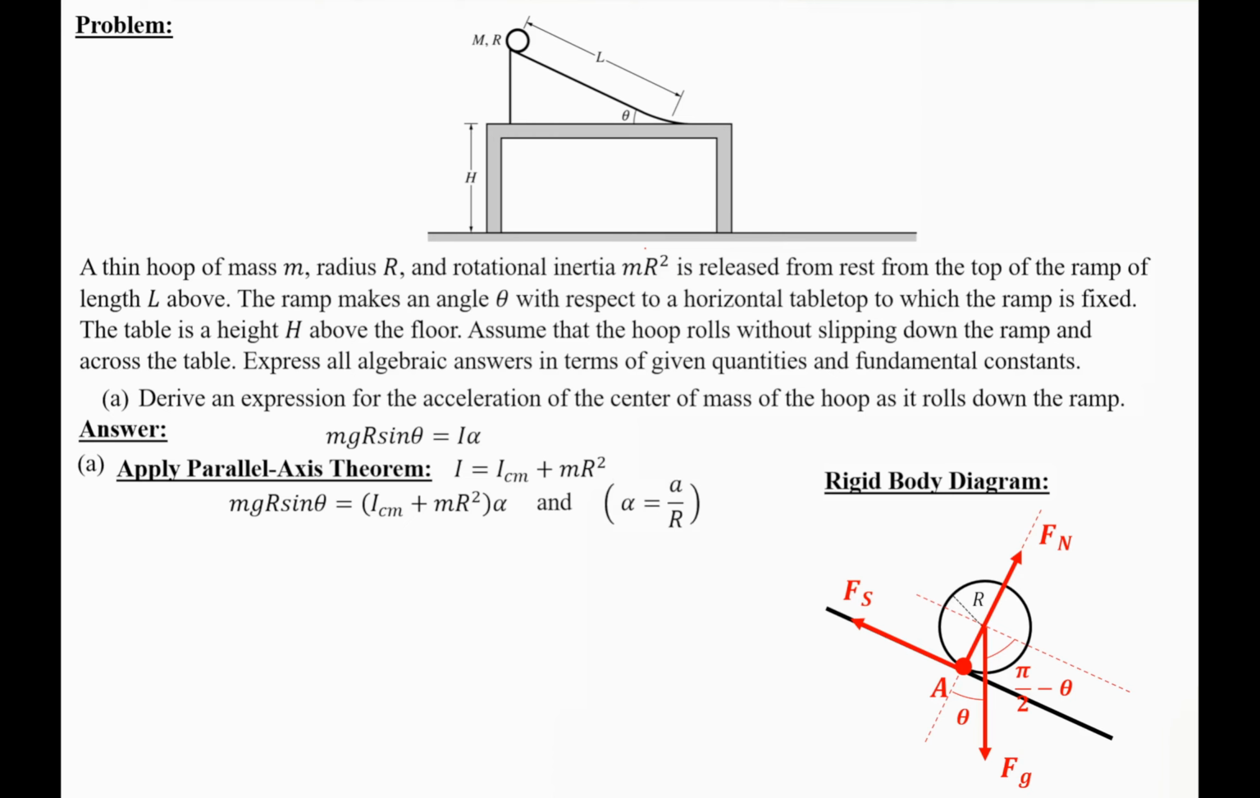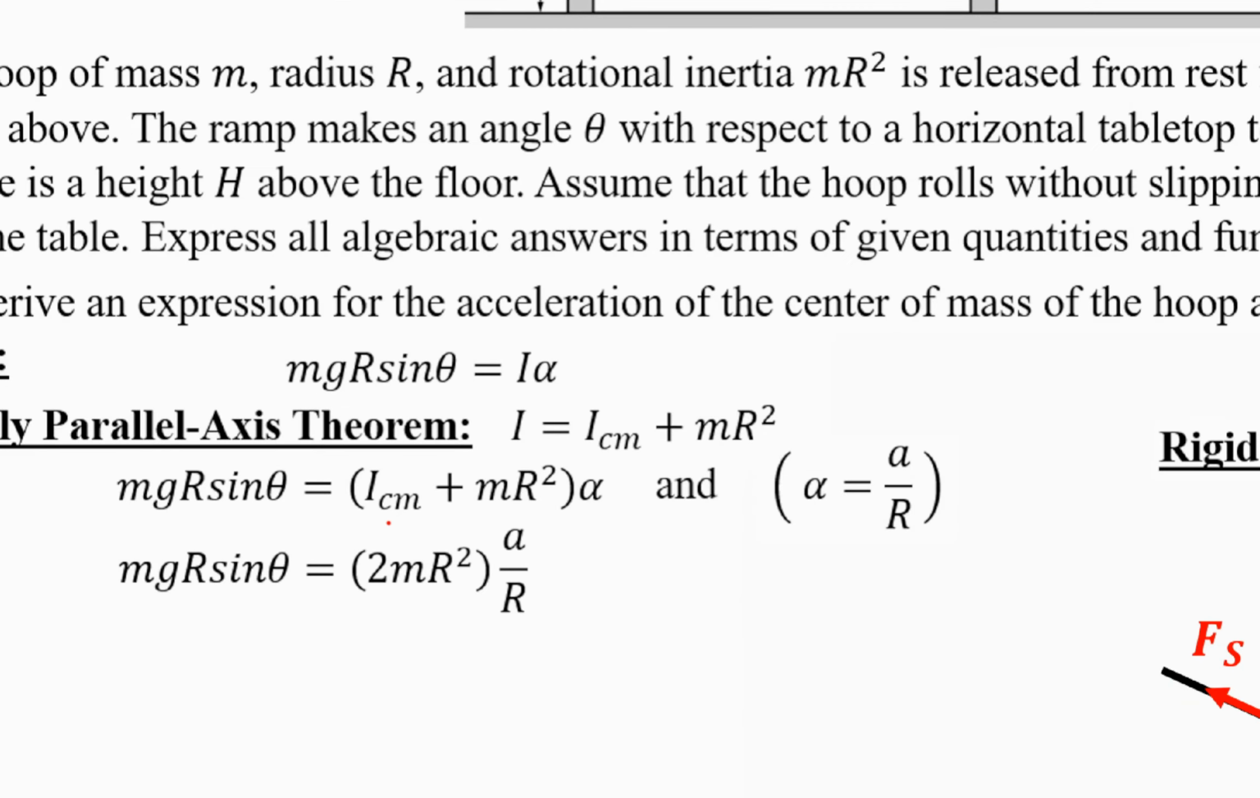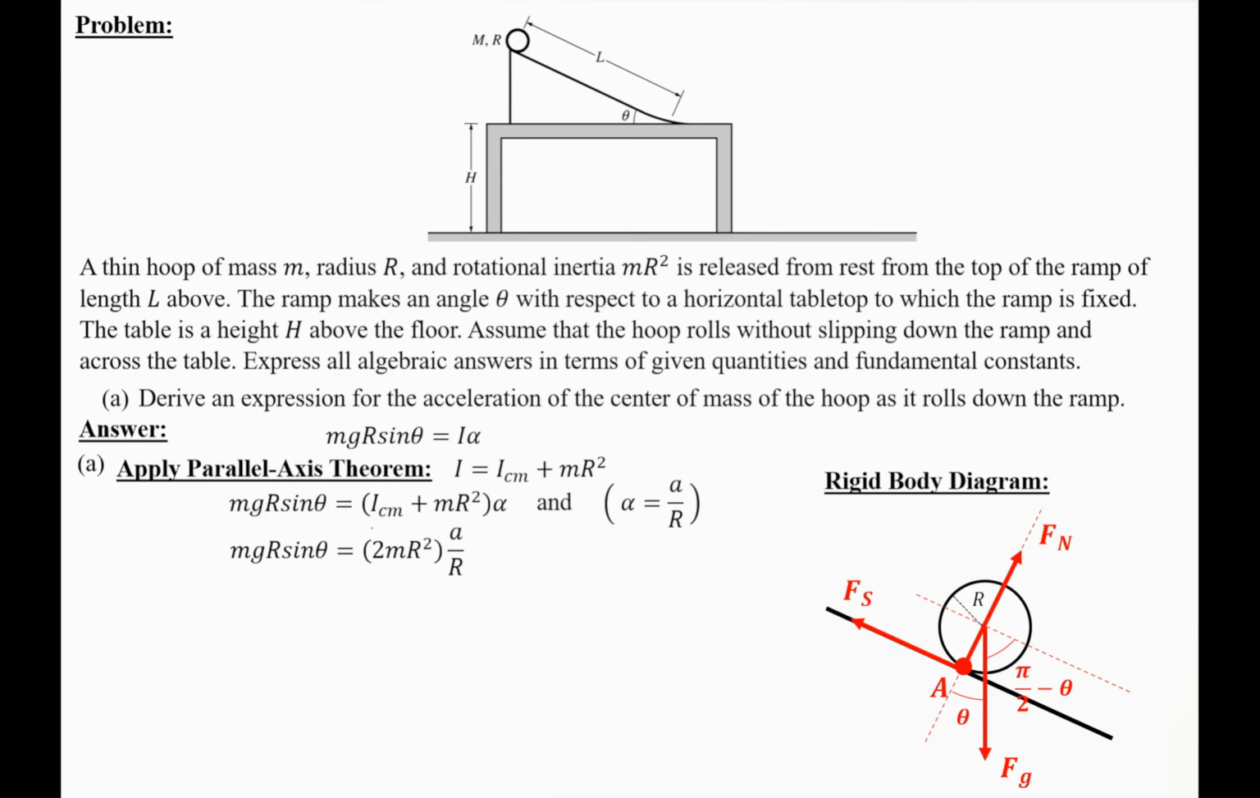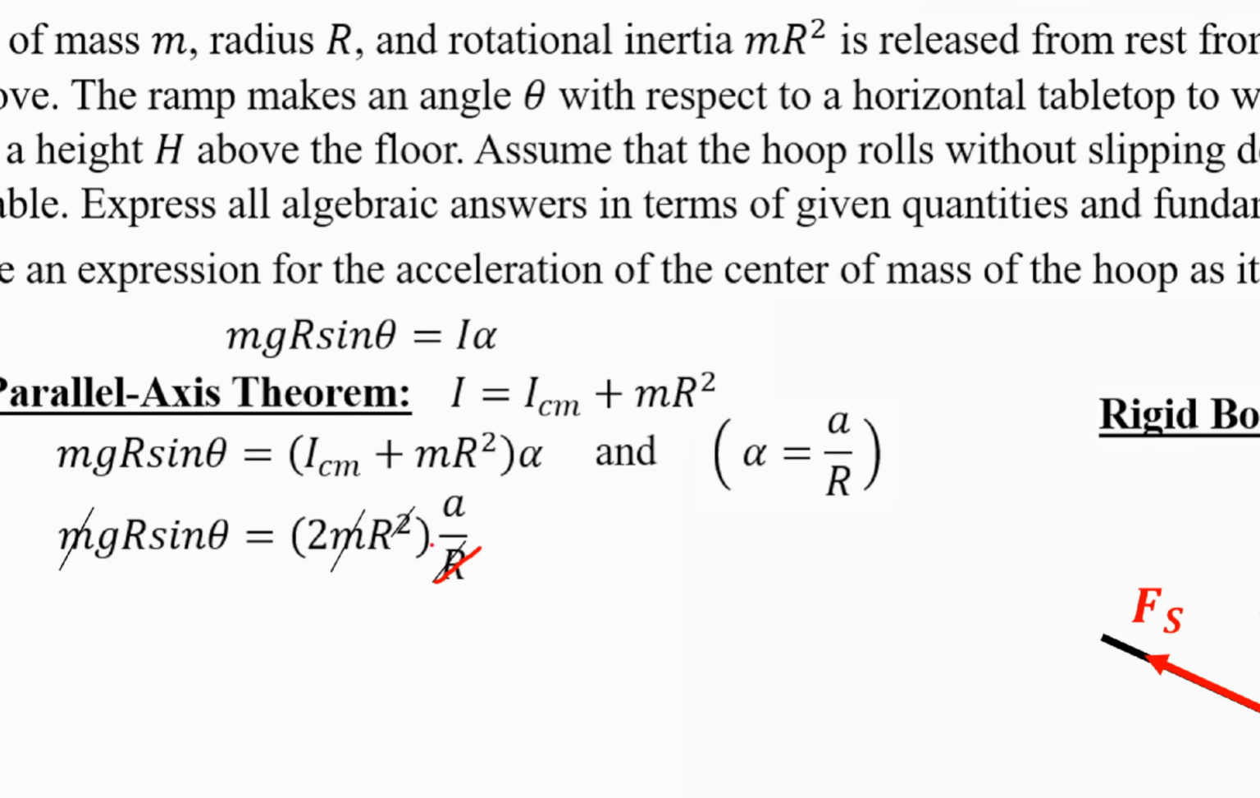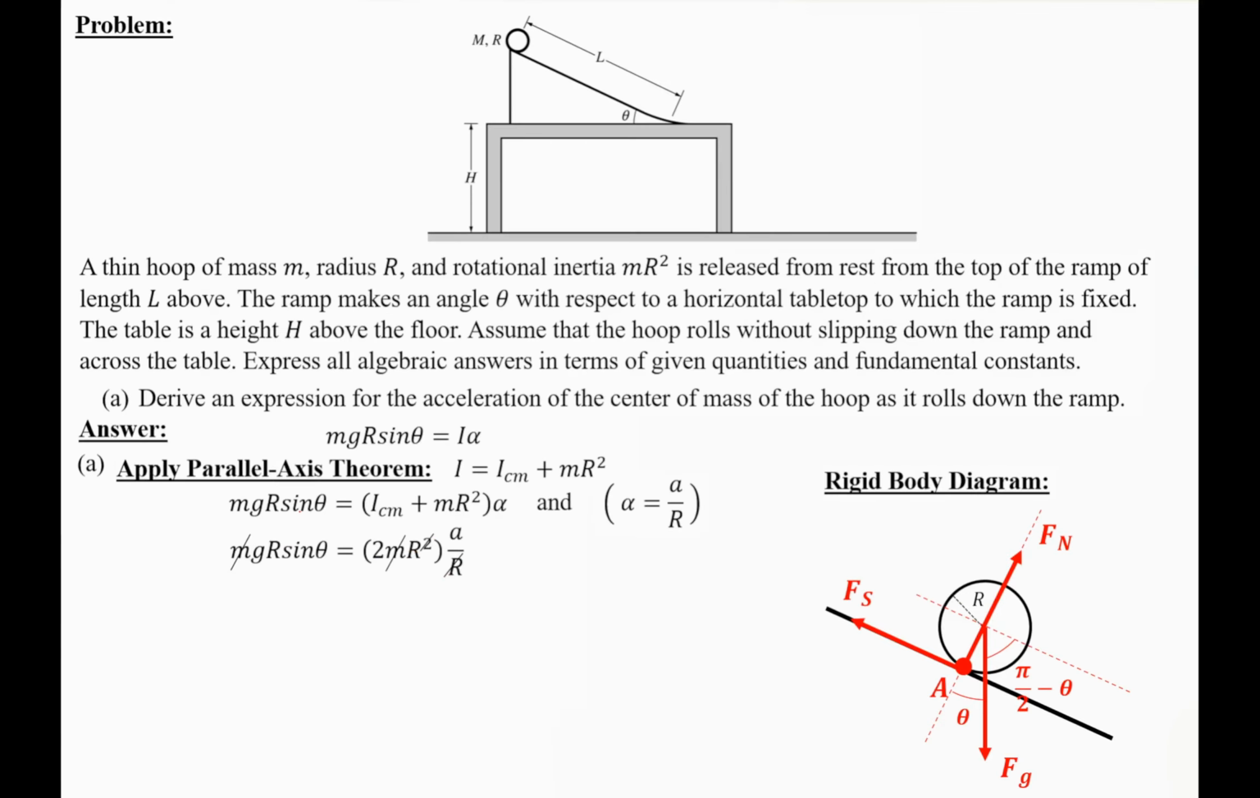First let me also say that alpha is a over r, and I is given by mr squared, so we replace it here. Now we can do the cancellation: m with m cancel, r with r cancel, and r with r cancel, and we're left with the following expression: a is given by half g sine theta.